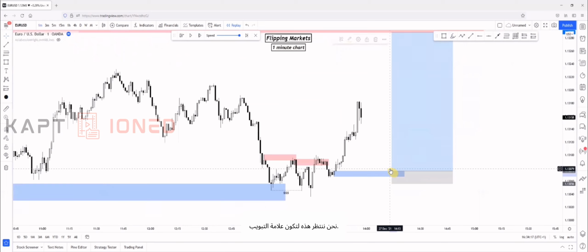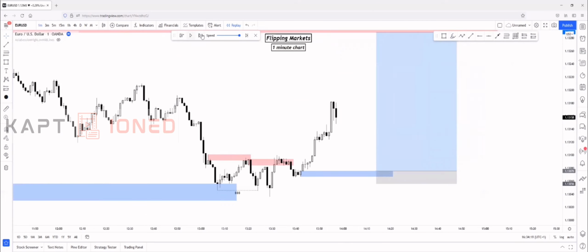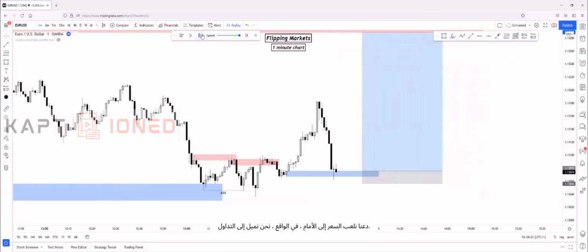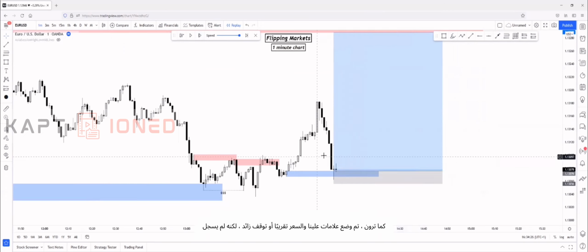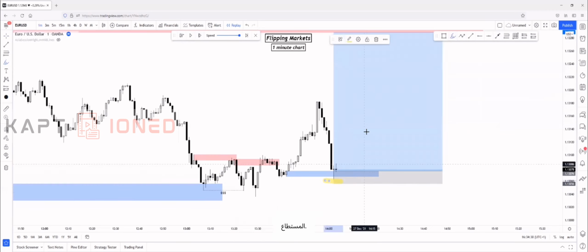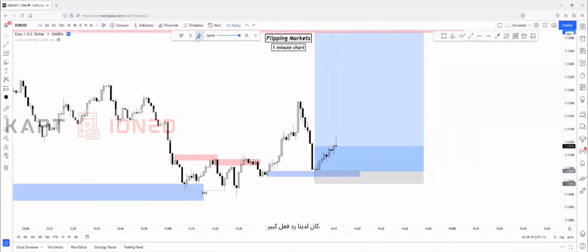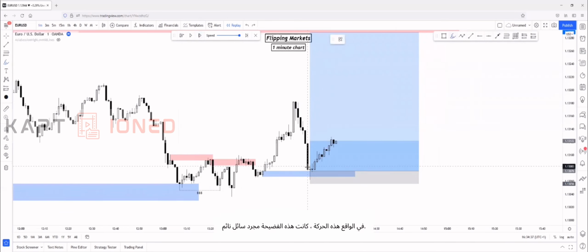We are waiting for this zone to be tapped. Let's play price forward. Actually, we are tapped into the trade. As you can see, price almost hit our stop loss, but it did not reach the stop loss level. So we are still in the trade. We had a huge reaction. Actually, this movement, this candle was just a simple liquidity sweep. As you can see, we have liquidity in this region, 4 equal candles.